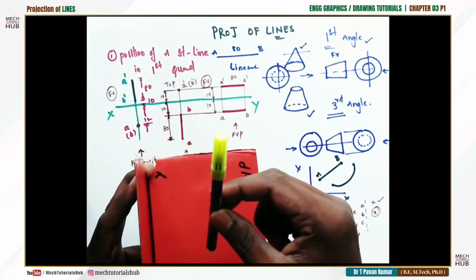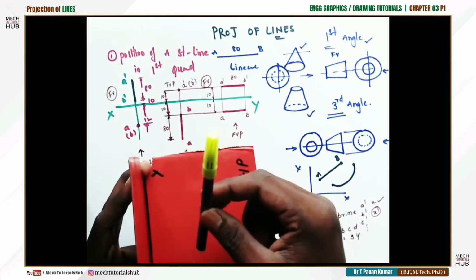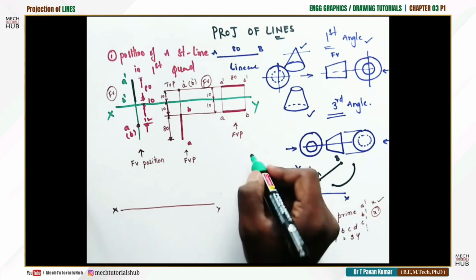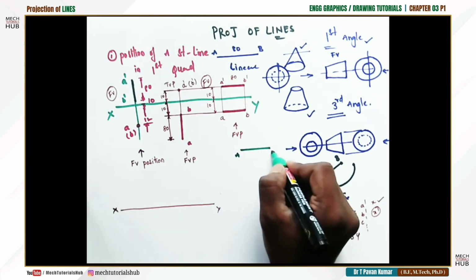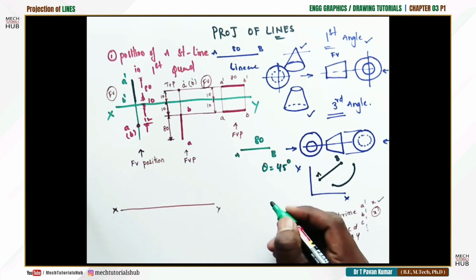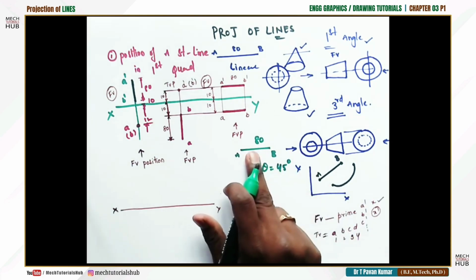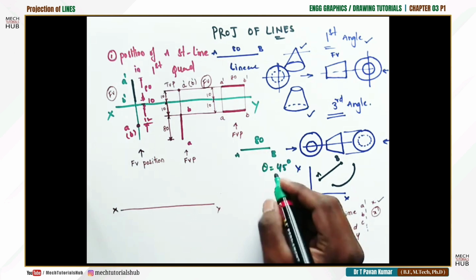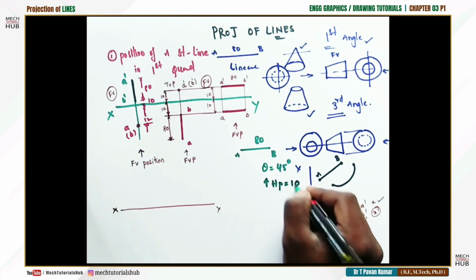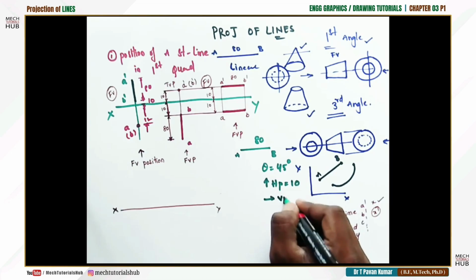Maintaining an offset distance of above distance of 10 mm, in front distance of 10 mm. Now if that is the case, how to draw? Again I'll draw one XY line. Now we know the angle. There is a line AB of 80 mm. Theta is given which is 45 degrees. Length we know, true length is given. Only two dimensions we have. And above HP 10 mm is given and in front of VP 10 mm is given.